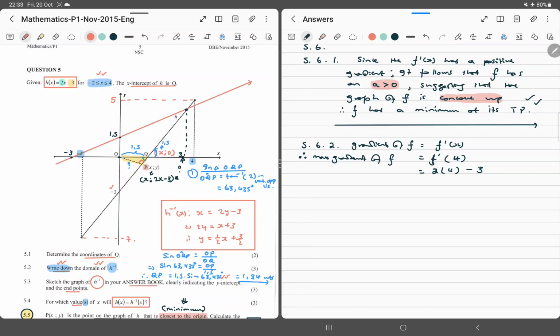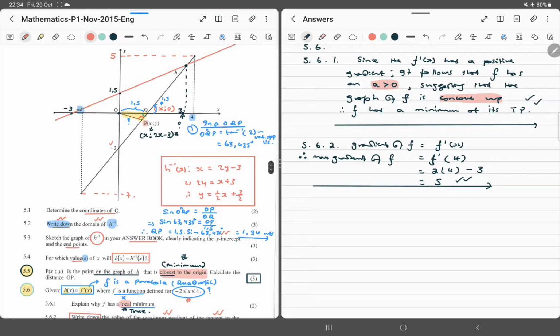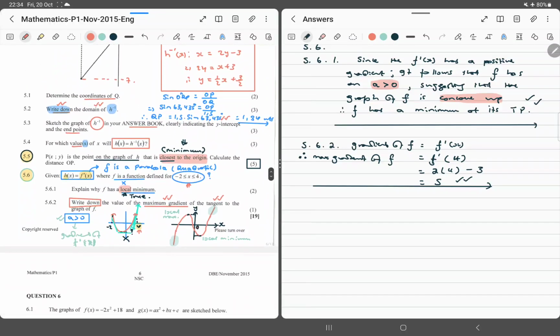So why are we saying that is going to be f prime at 4? Because that would be the steepest gradient. So this is 8 minus 3, which is 5. Again, the question said write down. So all of this is your thought process. The answer is this one. So the 2 marks is with the answer. Actually, they're giving 1 mark. Can you see? It's not so easy though.